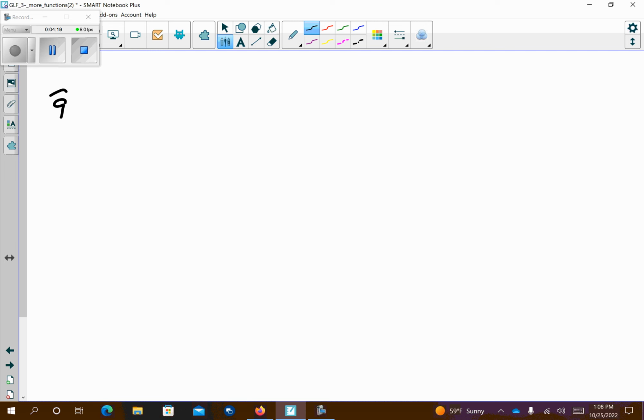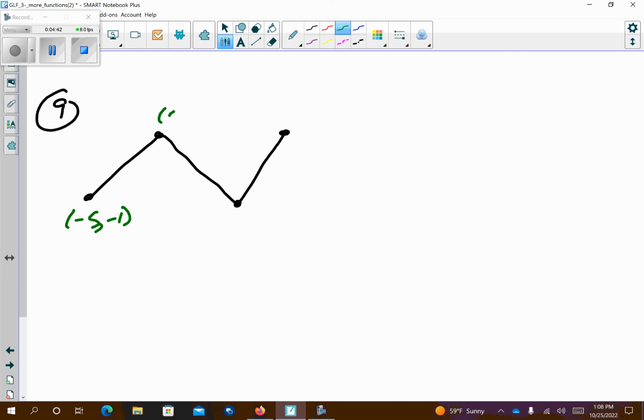Number 9, I'm going to draw without the axes. And let's just figure out some of those values. It looks like I have 1, 2, 3, 4, 5. This looks like (-5, -1). This up here is (0, 2). Down here is (3, -1). This point up here is (5, 4).